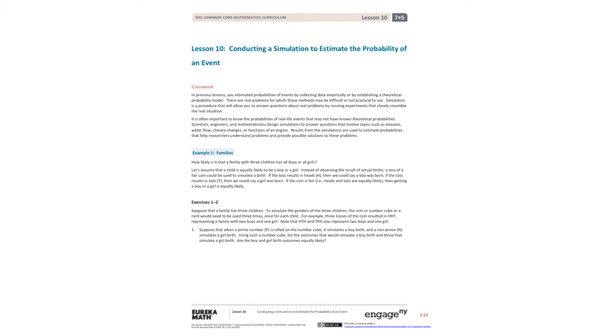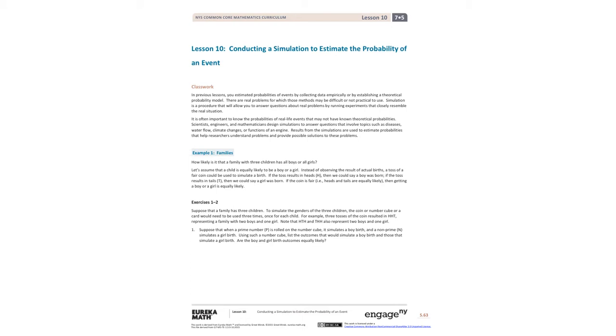Today we're doing Lesson 10, Conducting a Simulation to Estimate the Probability of an Event. In the previous lessons, we have estimated probabilities of events by collecting data empirically or by establishing a theoretical probability model. There are real problems for which those methods may be difficult or not practical to use.